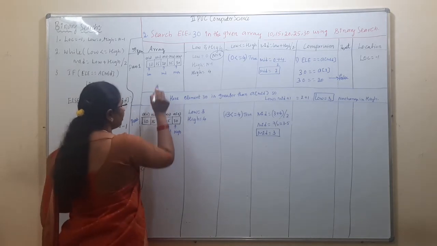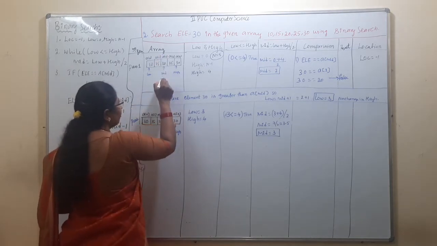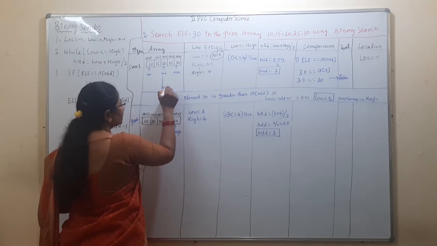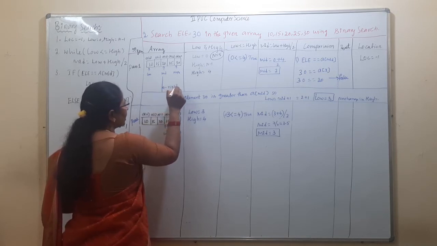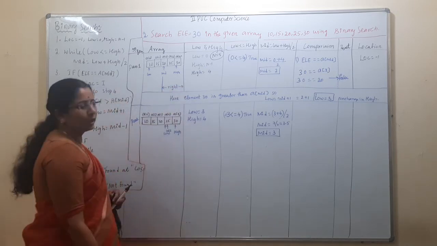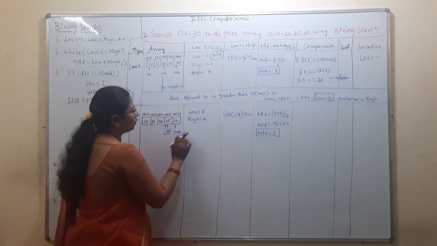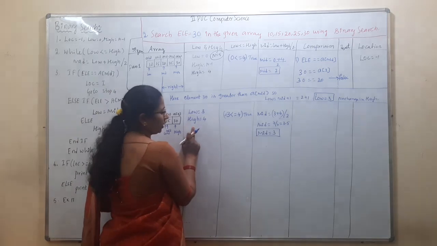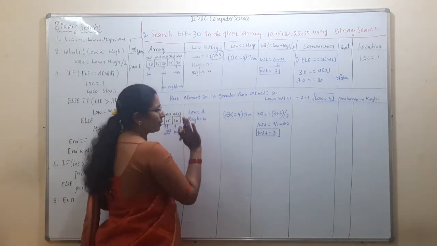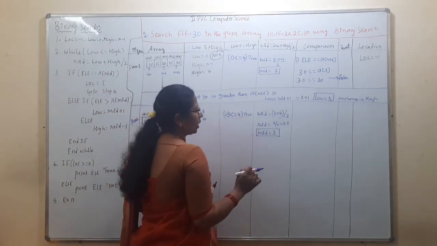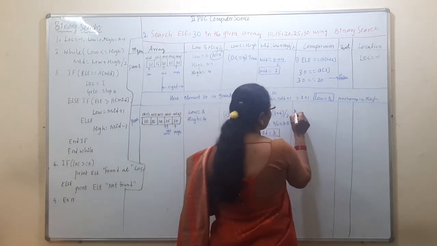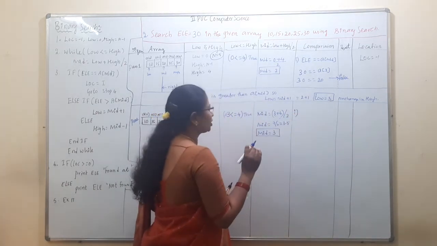See, from the mid position, we are traversing towards the right hand side. So on the right hand side, we got a new low pointer, and the high pointer was the same, and we got the mid value. Then we'll do condition 1. Always start with condition 1.